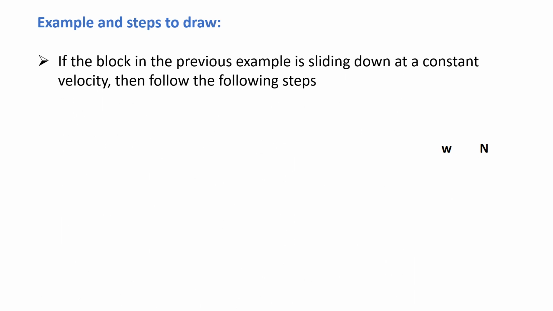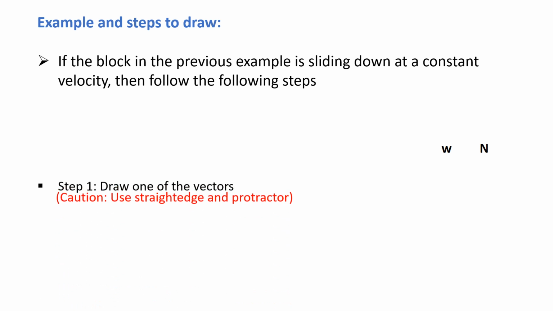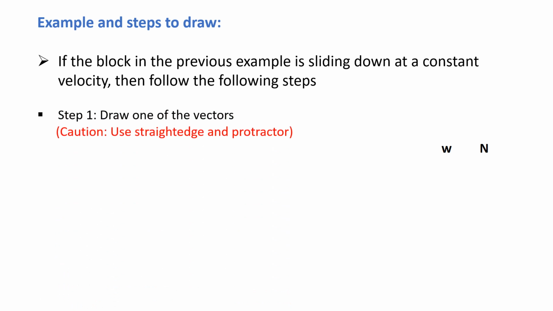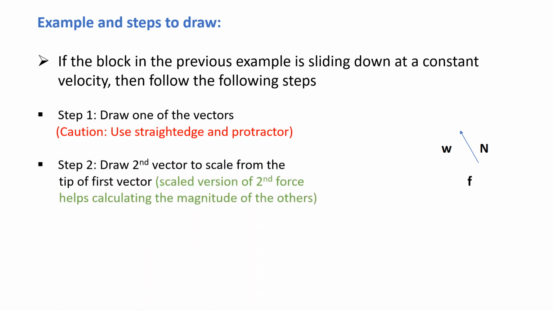So if the block from the previous example is sliding down at constant velocity, then the following steps are: first, draw the vectors. And here, it's going to be very, very important that you use a protractor. Every protractor has a straight edge, so you should be able to get away with just using that for most things. Second, draw the second vector to scale from the tip of the first vector. Now the scaled version of the second force helps in calculating the magnitude of the others. So there's the second force, that would be the weight. Third, draw the third force from the tip of the second force.